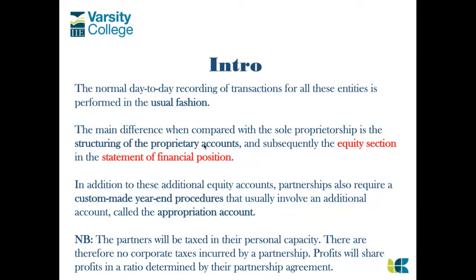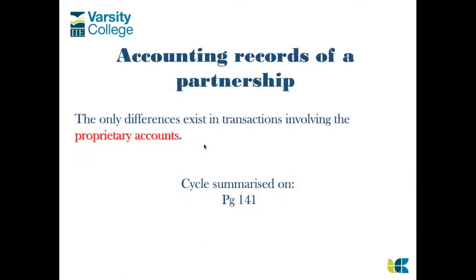Here it says the main difference when compared with the sole proprietorship is the structuring of proprietary accounts and subsequently the equity section in the statement of financial position. In addition to these additional equity accounts, partnerships also require a custom-made year-end procedure that usually involves an additional account called the appropriation account. The appropriation account is another temporary account which we use to split up profits, or to also distribute rewards and punish, so to speak, the people who have ownership, or partners, in the business.